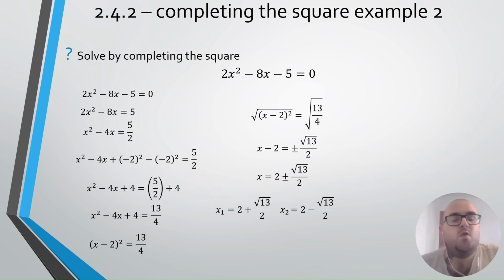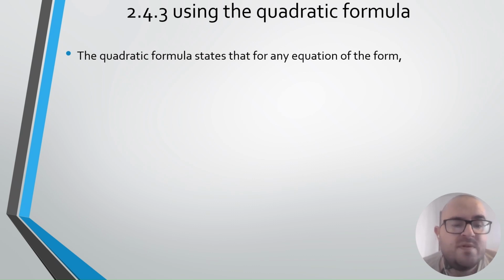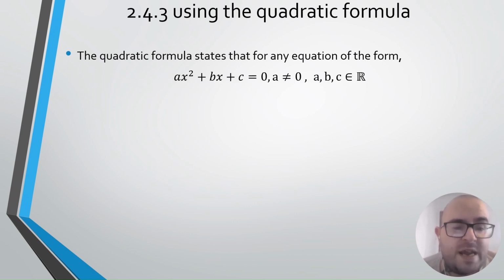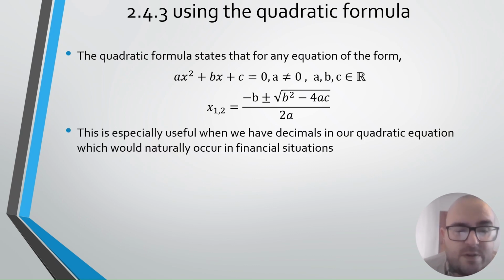It's very, very straightforward using the quadratic formula. The quadratic formula states that for any equation of the form ax squared plus bx plus c is 0, where a is not 0 and a, b and c are real numbers, x1,2 is equal to negative b plus or minus the square root of b squared minus 4ac, all over 2a. That's a very important formula. It doesn't matter what quadratic you have, you use that formula and you will get the roots. It's really useful in real life for financial situations because you're going to get decimal solutions.